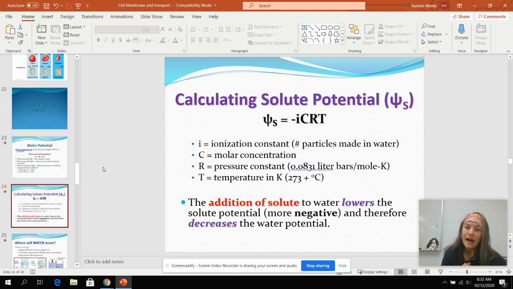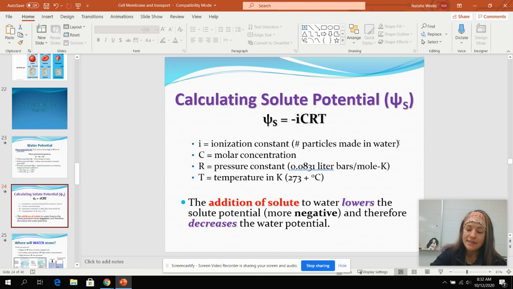So when we're going through and calculating these things, we use this formula to calculate our solute potential, or our psi S, sometimes people call it. I is our ionization constant. So this is the number of particles that are made in pure water. All that means is that I'm looking for stuff that I have around me. In water, for example, if I have glucose, I have C6H12O6. If I put glucose into water, it's not going to break up into carbon and hydrogen and oxygen. It stays as one thing.